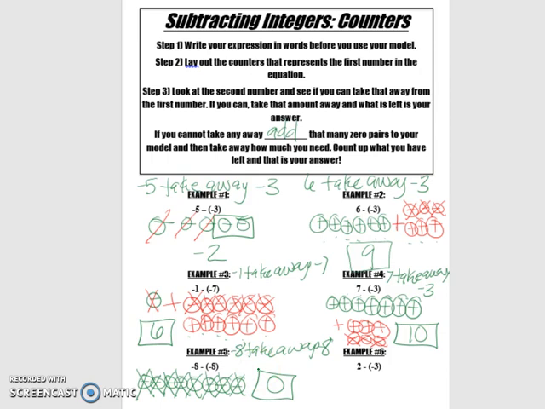Last example, example number 6. We have 2 positives. We need to take away -3. All right. Since we don't have -3 to take away, we have to add 3 0 pairs. And when we add 3 0 pairs, we have our -3 to take away. And what we have left is 1, 2, 3, 4, 5. So we have 5 positives, and that is our answer. That is how you subtract integers using counters.